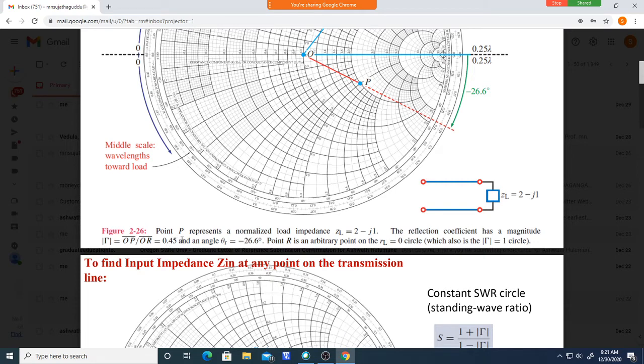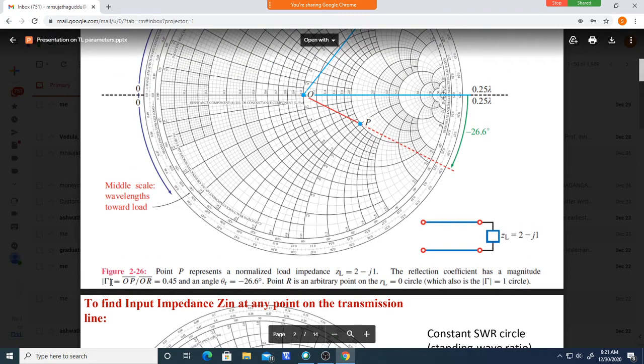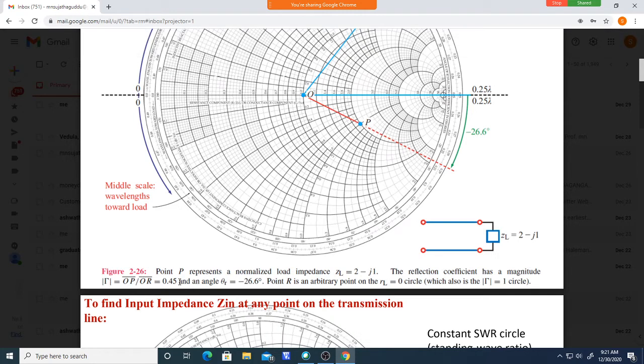You can use a radial scale also. I have already told that, and we will see that also. This you can easily do. So the reflection coefficient magnitude is 0.45. I have noted here that the magnitude of the reflection coefficient is 0.45. The reflection coefficient is a complex number, so it has an angle also.